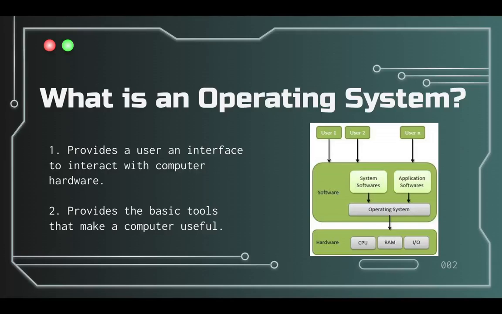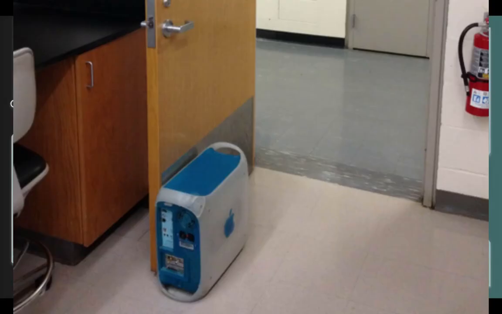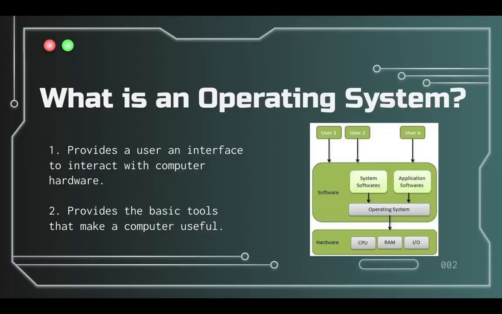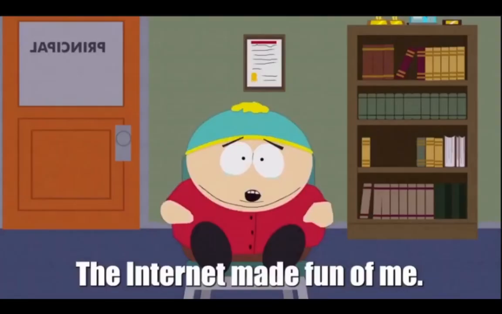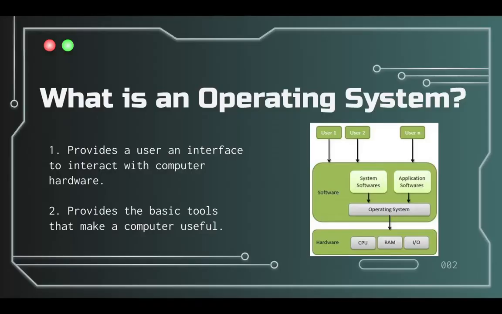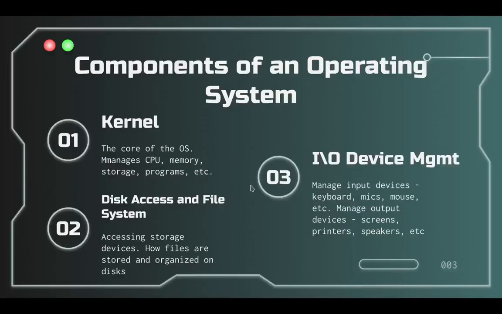Another one is it has basic tools that make your computer useful, right? If you didn't have an operating system on your computer, it would be a doorstop, a paperweight. There's not much you can really do with it without having a desktop on it. So it provides all those basic tools that get you on the internet, that are able to run programs, and allow you to do so many other things.